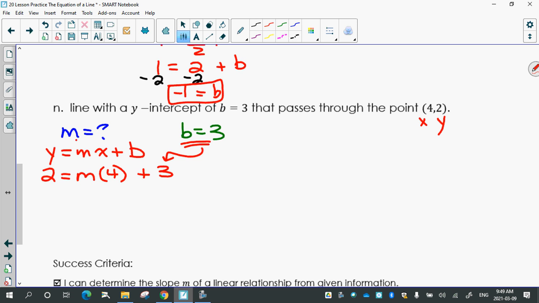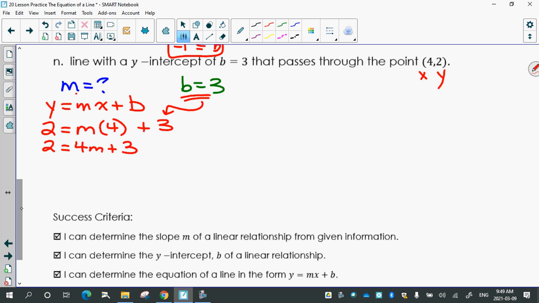So when I go to find M, what's M times 4? 4M. So now I have a 2-step equation from unit 1. And I want to get M by itself. So what would be the first thing I would do to both sides, Logan? Minus 3. Good. So you undo adding or subtracting before multiplying. So that's going to give you negative 1 equals 4M. Yep. Divide by 4.